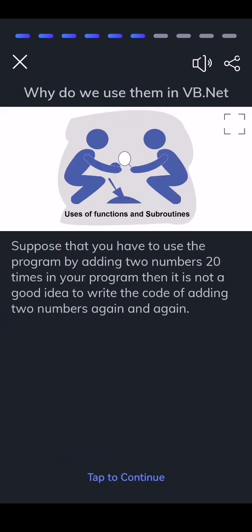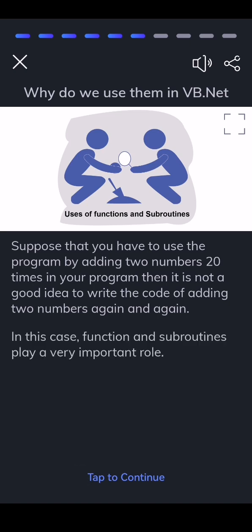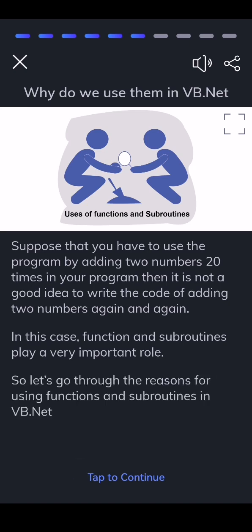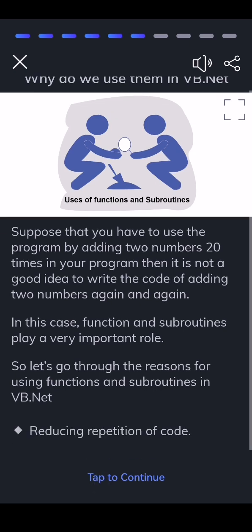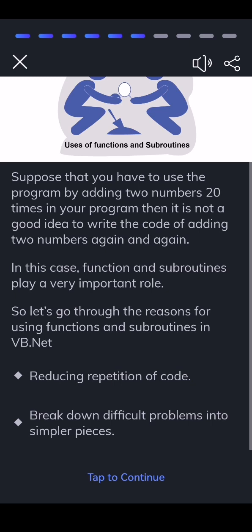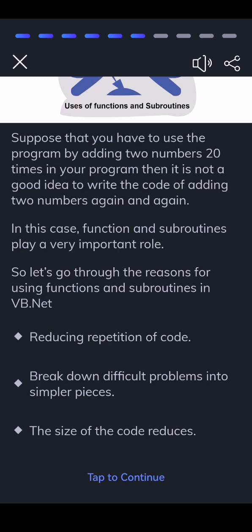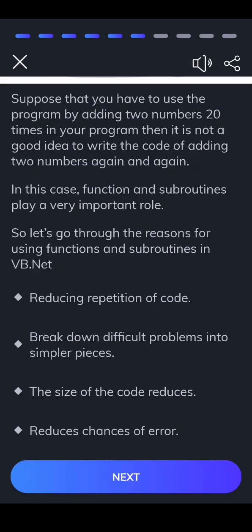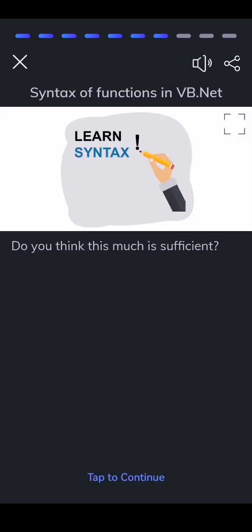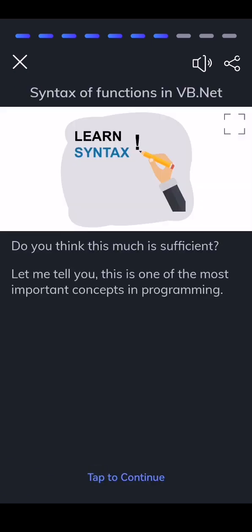Suppose that you have to use a program for adding two numbers 20 times in your program. Then it is not a good idea to write the code of adding two numbers again and again. In this case, functions and subroutines play a very important role. So let's go through the reasons for using functions and subroutines in VB.NET. Reducing repetition of code. Break down difficult problems into simpler pieces. The size of the code reduces. Reduces chances of error. Do you think this much is sufficient? Let me tell you, this is one of the most important concepts in programming.